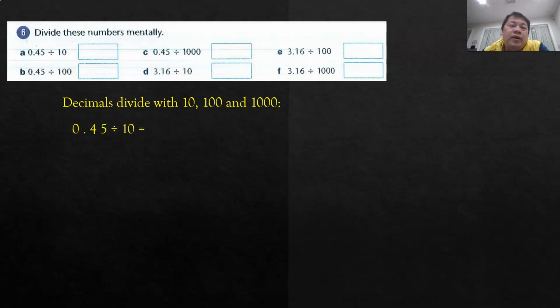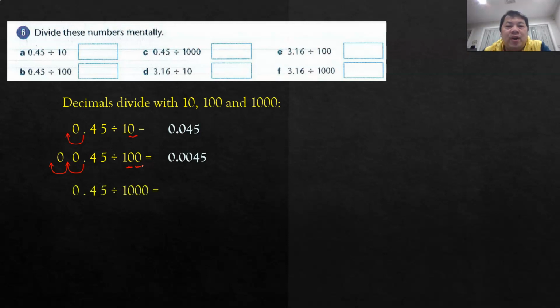When you want to divide a decimal by 10, since there's 1 zero, instead of moving to the right as when you multiply, when you divide you move to the left. So the decimal point has to move to the left. That's how you get 0.045. If you divide by 100, since there are 2 zeros here, you move the decimal point 2 times to the left, and that's how you get 0.0045. And when you divide by 1,000, same thing, there are 3 zeros, so you have to move the decimal point 3 times to the left.